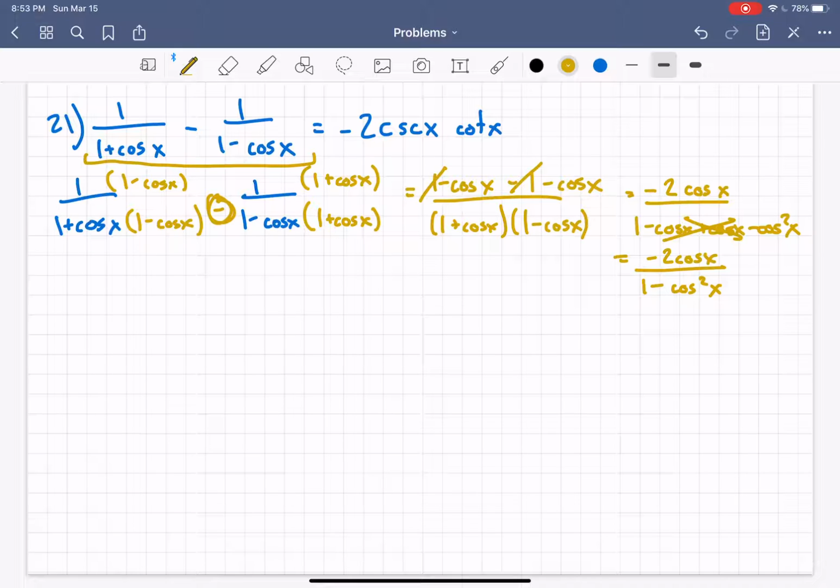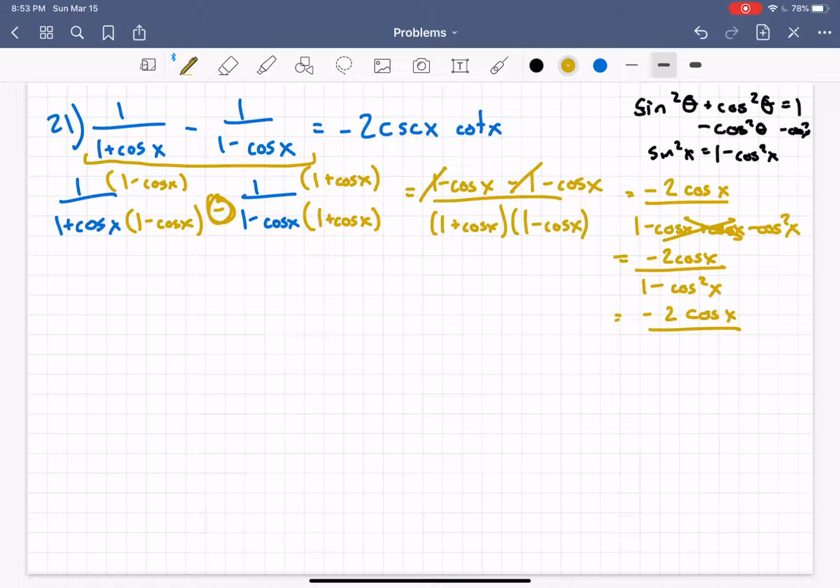So let's, again, start with our memorized Pythagorean identity and rearrange it. We want 1 minus cosine squared. So we can subtract cosine squared on both sides, which would mean we have sine squared, and we can replace the theta with x, and then 1 minus cosine squared x. So if we go back down here, we can rewrite the bottom as 2 cosine x over, and this would be sine squared x. We don't want this fraction.